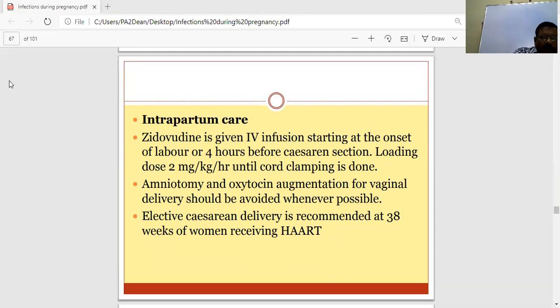And coming to the intrapartum care, during delivery, zidovudine is given by intravenous infusion starting at the onset of labor or 4 hours before cesarean section. Loading dose 2 milligrams per kg per hour until cord clamping is done. Amniotomy and oxytocin augmentation for vaginal delivery should be avoided whenever possible. And elective cesarean delivery is recommended at 38 weeks of pregnancy for women receiving any of these drugs.